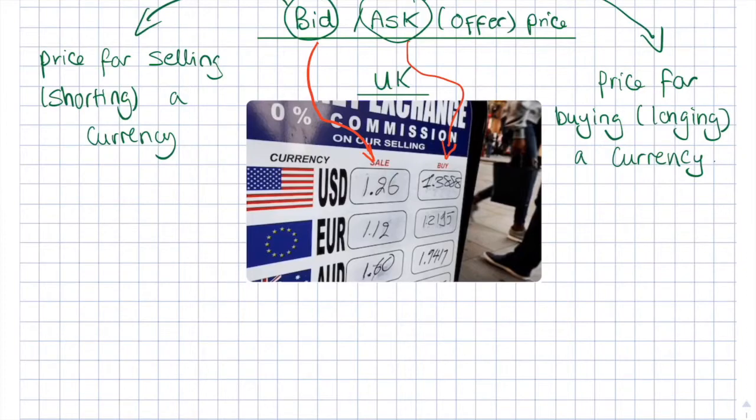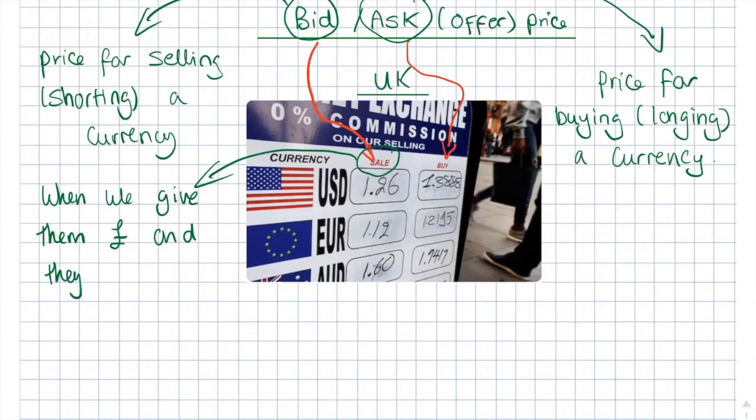So what does this actually mean? What does this sell and buy mean? Well, let's just talk about sell. When it says sell, what the bureau means is when we give them pounds and they give us dollars. Because it's in the UK, we will give them pounds and they will give us dollars at the rate of 1.26 per pound.